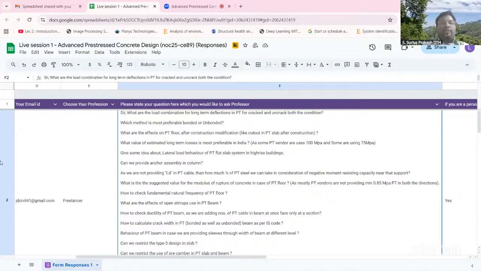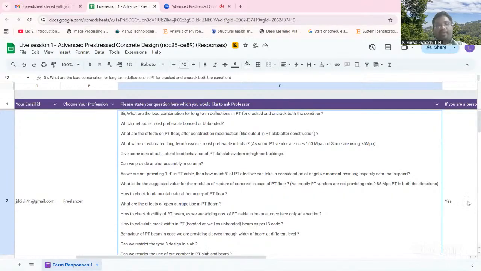Right. So, what value of estimated long-term losses is most preferable in India? Some PT vendors use 100 megapascal. Again, some are using 75 megapascal. Majority of the long-term loss comes from creep and shrinkage, right? Relaxation is not going to be much. Typically 5%, that's not going to be very significant.